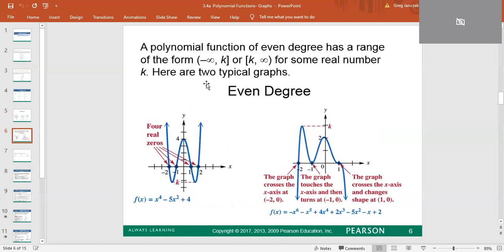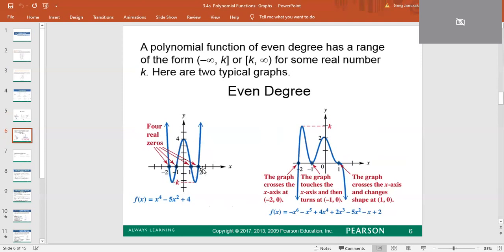Okay, even degree polynomial functions, here's an x to the fourth. So it's positive and it's even, right? 2, 4, 6 are even numbers. So the exponent is even, and it's positive, so it's going to go up to the right and up to the left for its end behaviors.